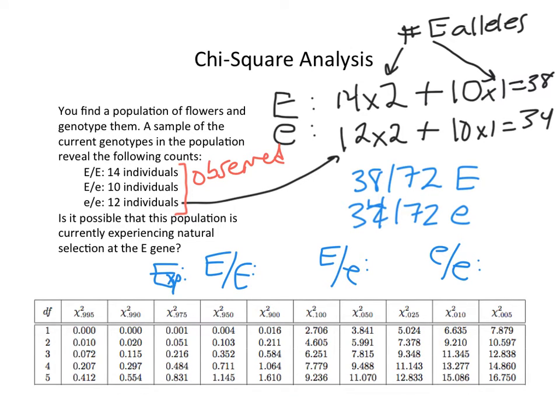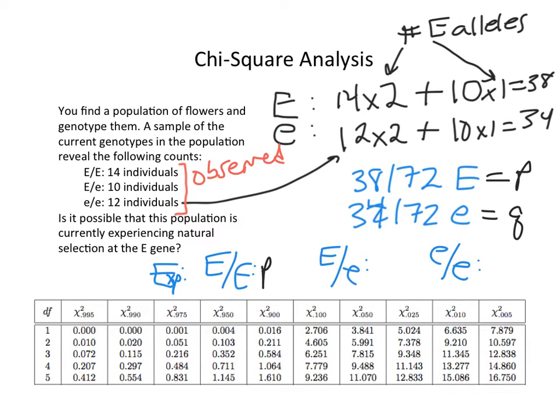So we've got expected genotype frequencies. How do we calculate these? We don't actually have to calculate them right now, but what's the formula? Do you want big E to be p or do you want big E to be q? Okay, so little e will be q. So the frequency of those two alleles, 38 over 72 is p.